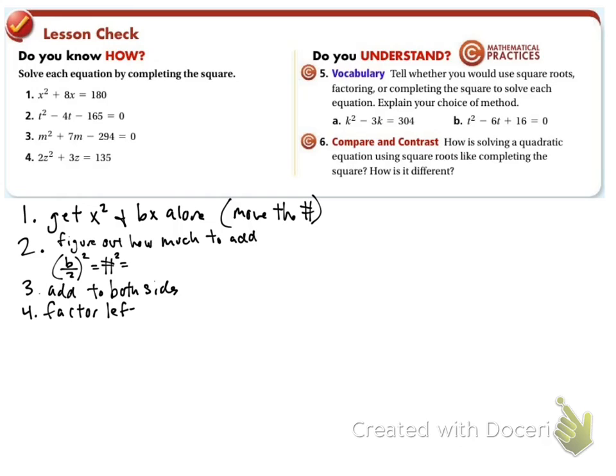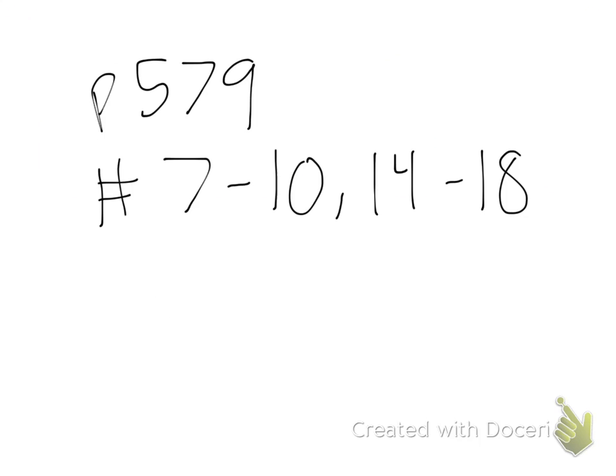Usually you have it on the left side, the side that has the x's on it. And it's going to end up being x plus this number right here, so x plus number squared. Then you're going to take the square root of both sides, and then you're going to set up two equations, one that's positive and one that's negative, because you get two different answers from that square root. And there's your homework.